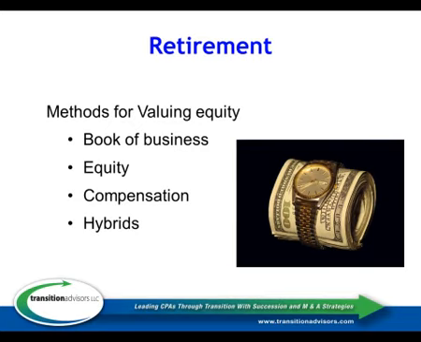The book of business method pays where we identify individual books of business within the firm that the partners are responsible for managing, and we pay them based on that book of business. So if I've got a $750,000 book, my retirement buyout is going to be based on my $750,000 book. The equity method, of course, uses some kind of equity allocation.